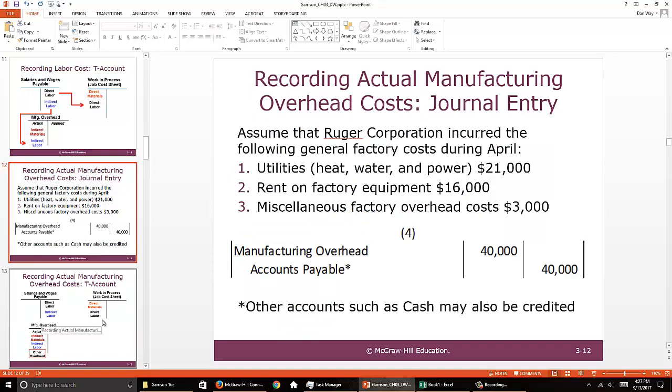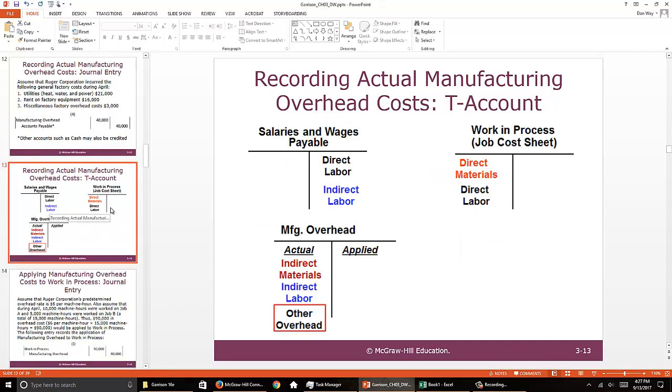So let's look at the flow of that overhead cost summary here. Again, we're just debiting the overhead account for these other overhead costs. And in this case, we don't have anything else in terms of our cost flow to worry about. Okay, just accumulating some more overhead costs.